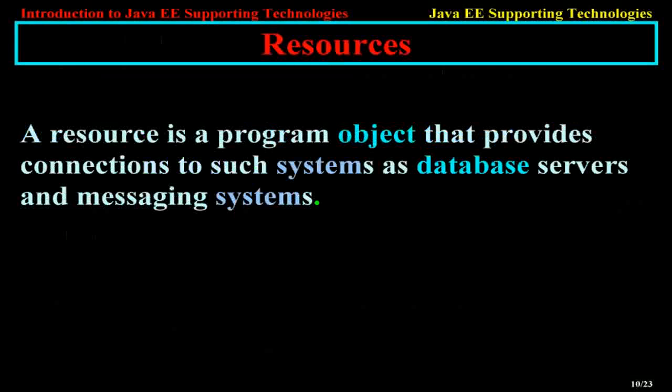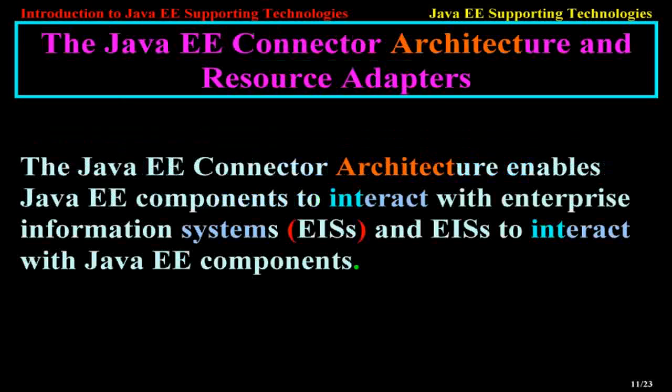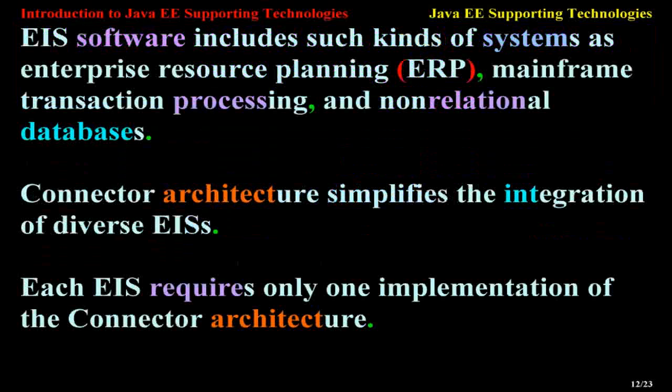Resources. A resource is a program object that provides connections to such systems as database servers and messaging systems. The Java EE connector architecture and resource adapters. The Java EE connector architecture enables Java EE components to interact with enterprise information systems (EISs) and EISs to interact with Java EE components. EIS software includes such kinds of systems as enterprise resource planning (ERP), mainframe transaction processing, and non-relational databases. Connector architecture simplifies the integration of diverse EISs.